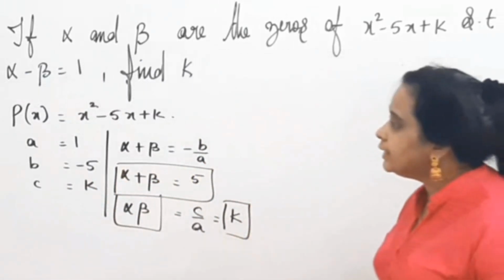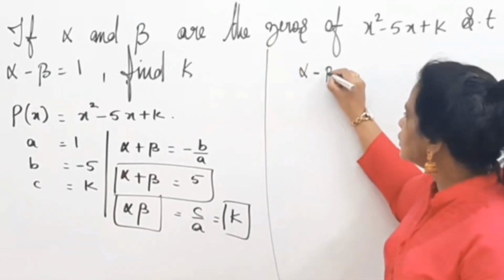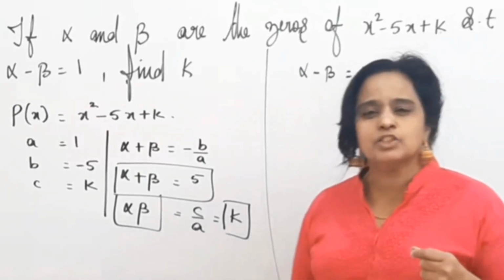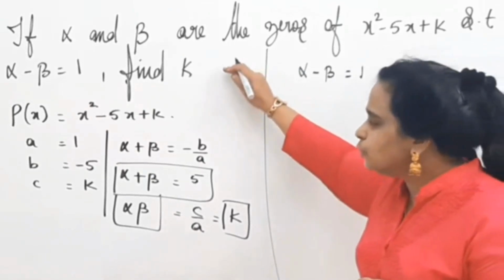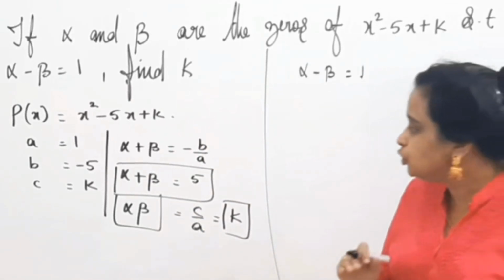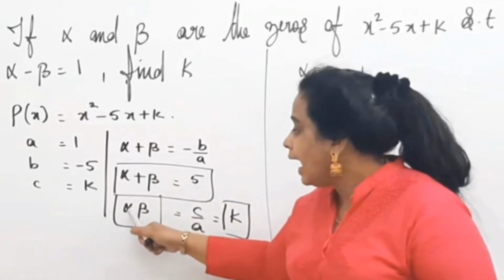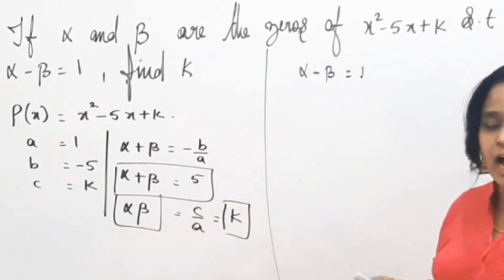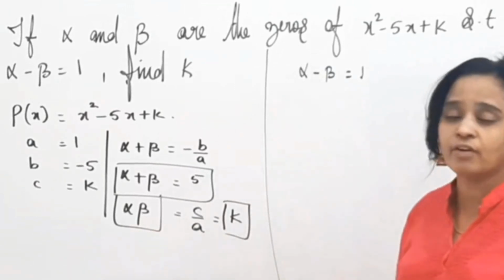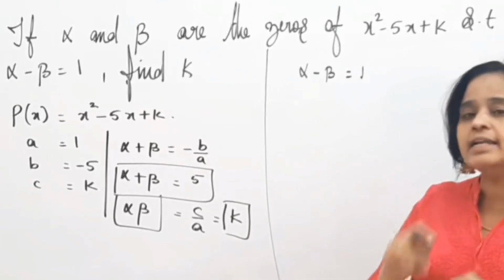Now, how do I find k? It is given alpha minus beta is equal to 1. Now, when this alpha minus beta is given, I do not have any relation with alpha minus beta, but I do know the relation between alpha plus beta and alpha into beta. Now, you have to think of the identities. How can I bring this alpha minus beta in terms of alpha plus beta and alpha beta?